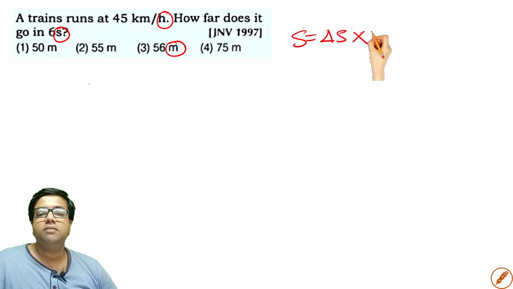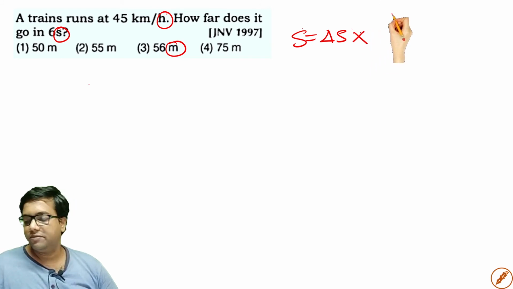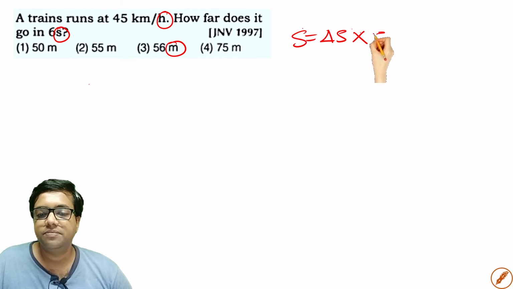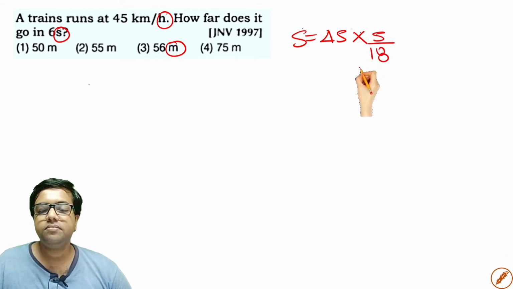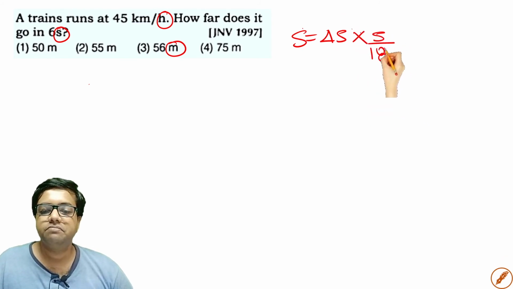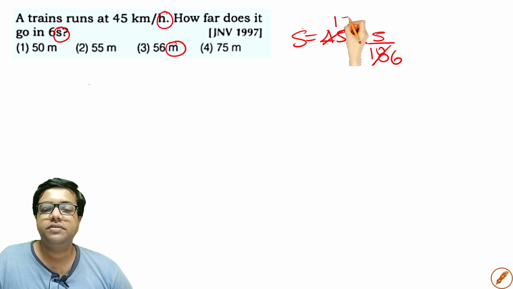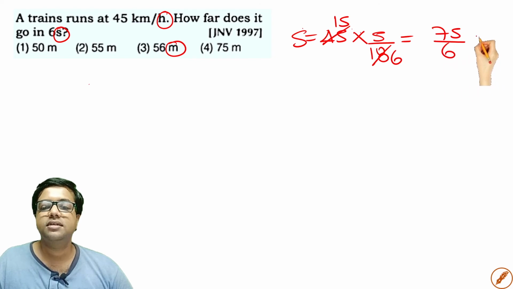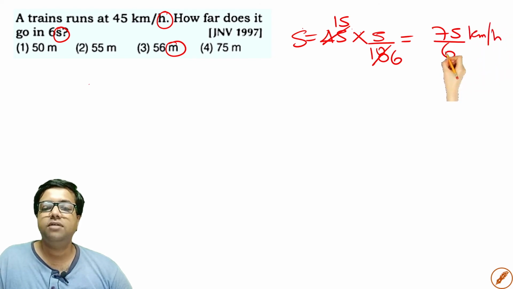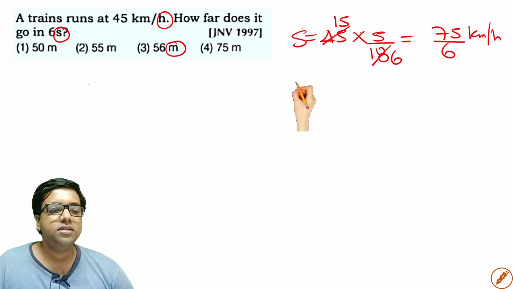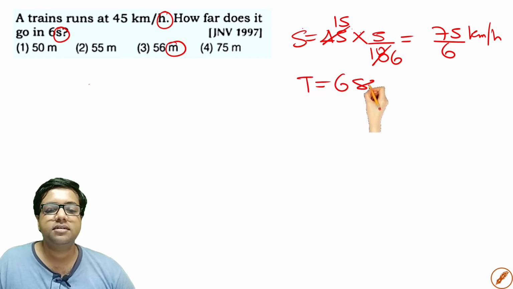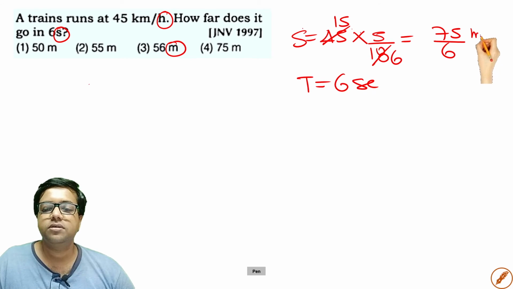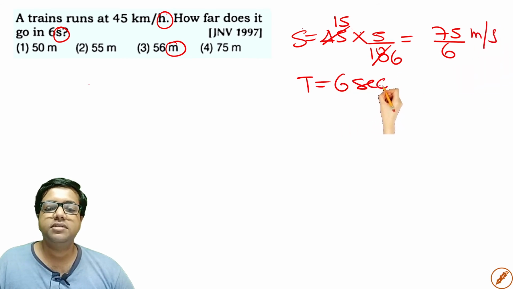So you will have to multiply by the fraction 5 by 18 here. Okay. So 3 6s are 18, 3 15s are 45. You will get 75 by 6 as the speed. Sorry, this will be meter per second. I'm sorry, meter per second. And time is given as 6 seconds.